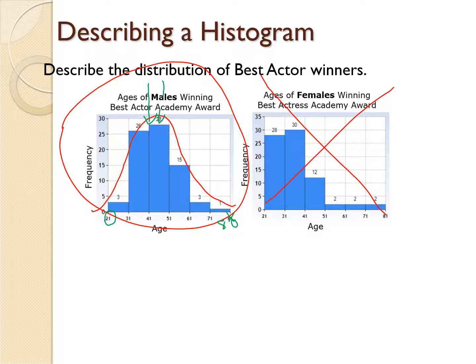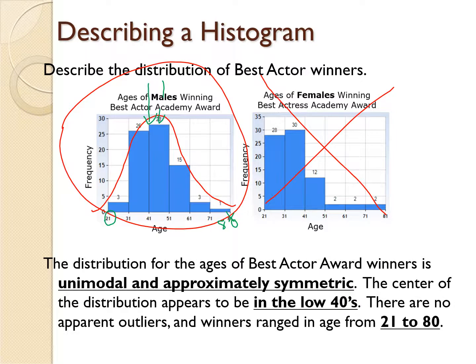We're going to take all that information and put it into a blurb of two or three sentences, and it looks like this. The distribution for the ages of Best Actor winners is unimodal and approximately symmetric. That's the shape. The center of the distribution appears to be in the low 40s. There are no apparent outliers, and winners ranged in age from 21 to 80. It needs to be written out like that and not listed just as components.